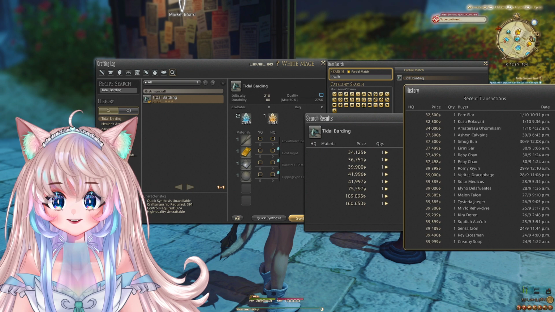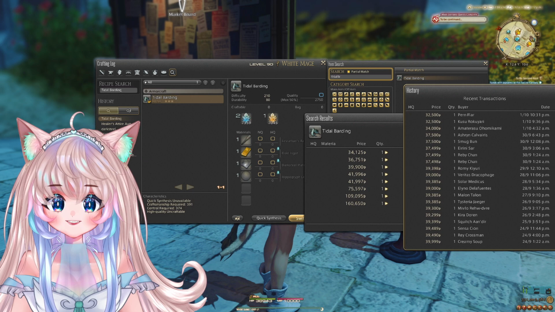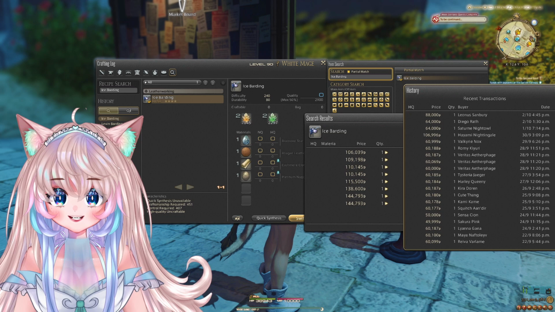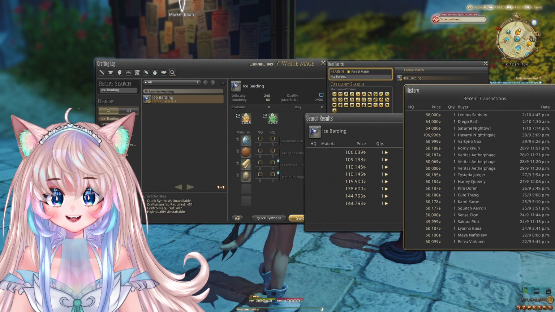First up, the Titan barding, craftable with armor craft at level 50. Next up is the Ifrit barding, and then the Ice barding. These usually tend to sell quite well because they, of course, are something you can go ahead and collect, and it's a bit of glamour for your chocobo. So even though these are a little bit old, people will still go ahead and buy them every single day, practically.